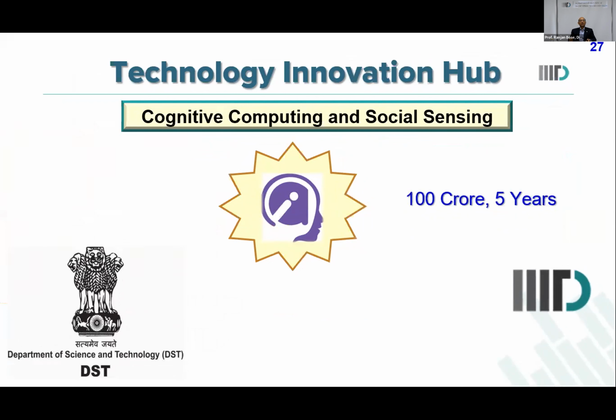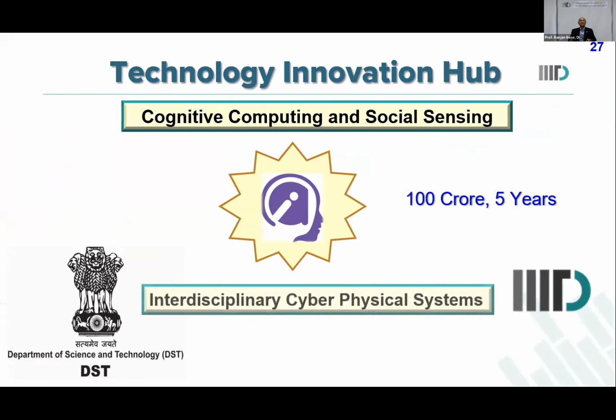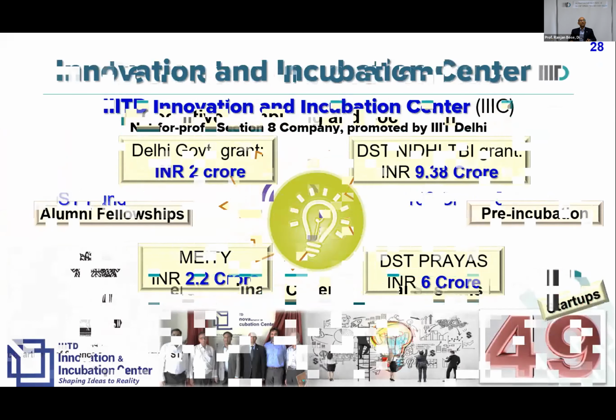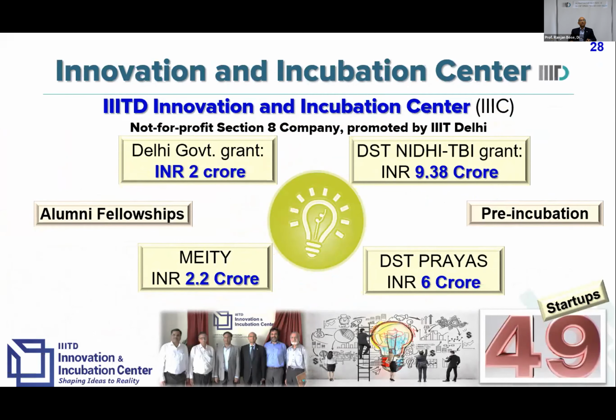Recently, we got funding from DST for setting up a technology innovation hub, funded with over 100 crores over 5 years, focused on cognitive computing and social sensing in the broad domain of cyber-physical systems. The Innovation Center is also well-funded, where we start up startup companies. Today, we have about 49 startups and counting. Many have graduated, many of them are doing well, and it is well supported by the Delhi government, DST, MIT, and so on and so forth.